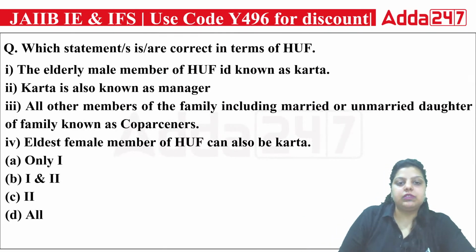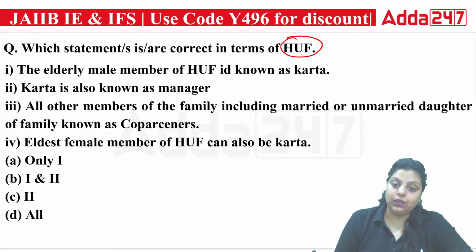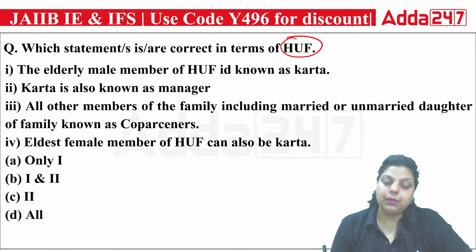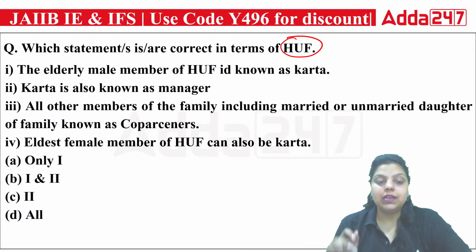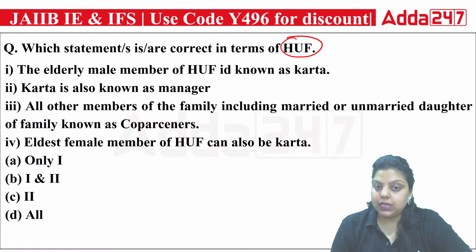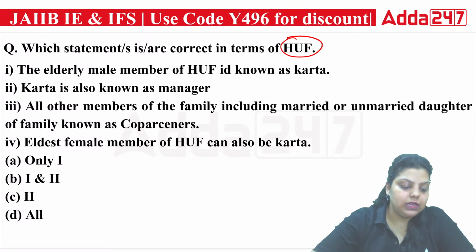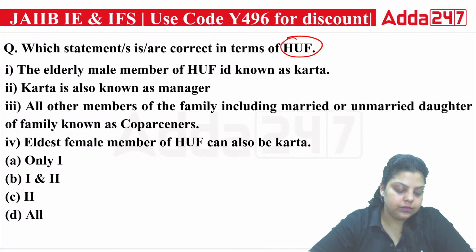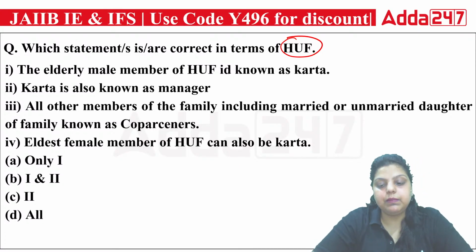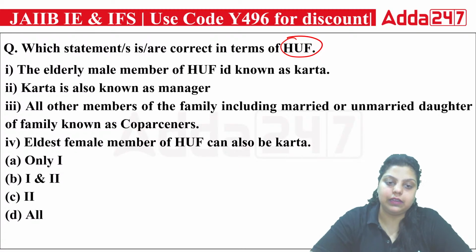Now, which statements are correct in terms of Hindu undivided family? The statements about the Hindu undivided family. First says the eldest male member of the Hindu undivided family is known as Karta. Second says the Karta is also known as manager. Third says all the other members of the family, including married or unmarried daughters, are known as co-partners. Fourth says the eldest female member of the Hindu undivided family can also be called Karta. So you have to answer out of all of these which one is correct. A, B, C or D. Which statement about Hindu undivided family is correct?